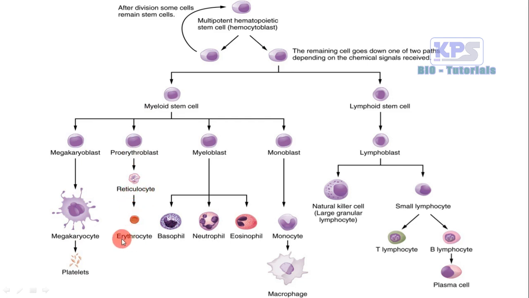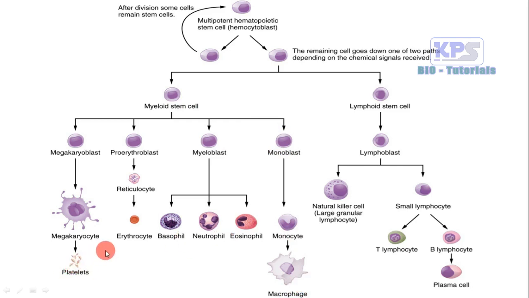From the reticulocytes, the erythrocytes or RBC will be formed. Again, the myeloid stem cell may develop into myeloblasts, from which basophils, neutrophils, and eosinophils will be produced. And the myeloid stem cell may also develop into a monoblast. From this monoblast cell, monocytes will be developed. From monocytes, macrophages will be developed.